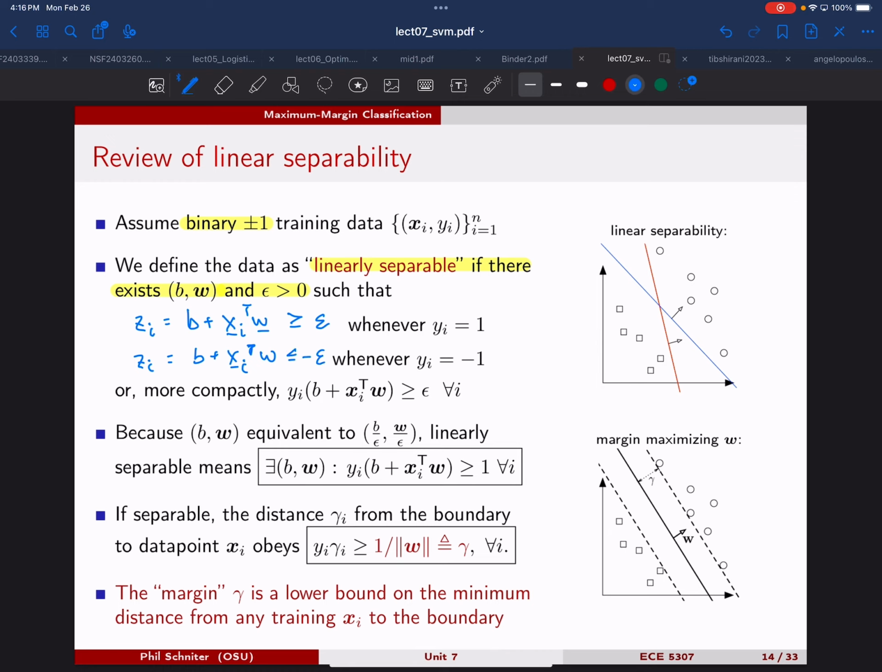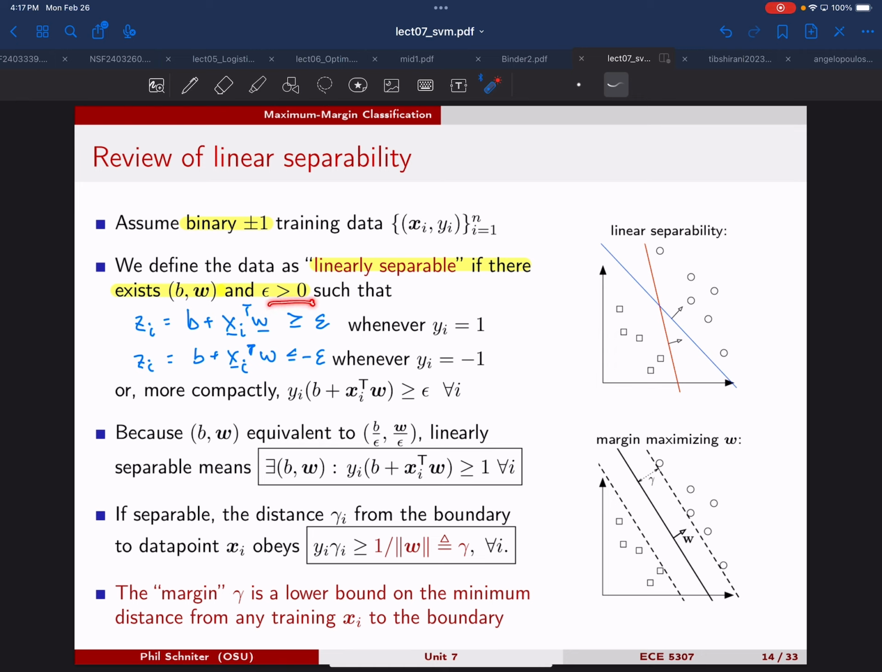Okay, so let's think what that means. Remember that Zi is the score for the ith training sample. That is the quantity that we use to make a decision if we had to make a decision about that sample. And whenever Zi is positive, we decide that yi is 1. Whenever Zi is negative, we decide that yi is minus 1. And here you can see that's all represented in these equations, right?